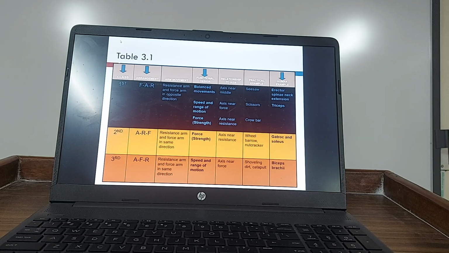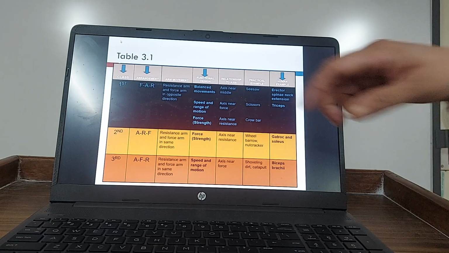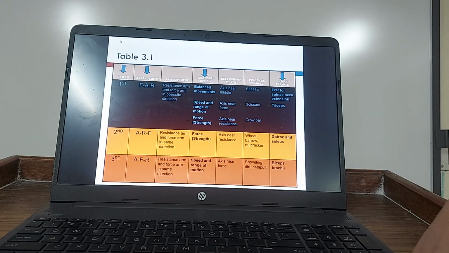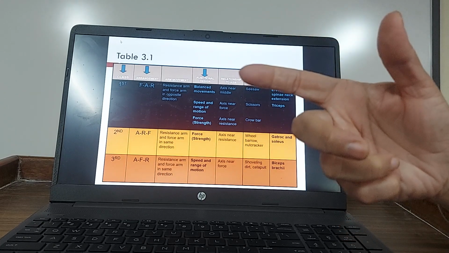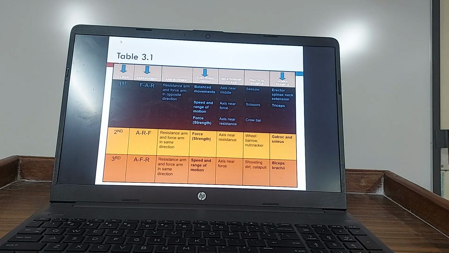Now three functional aims can be achieved in this. One, we can achieve balance movement, the movement of equilibrium, when we want to gain from that. So how can you do this? If we keep the axis near the middle, like in the example of a seesaw or in the case of nodding, we try to maintain our balance. This is basically used in head on body equilibrium reactions.